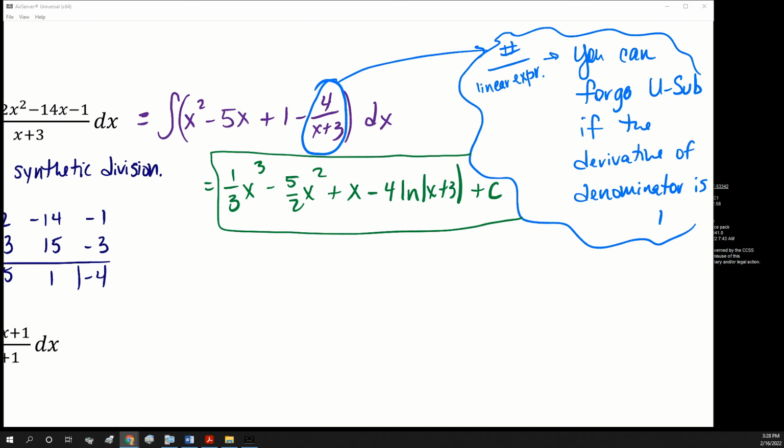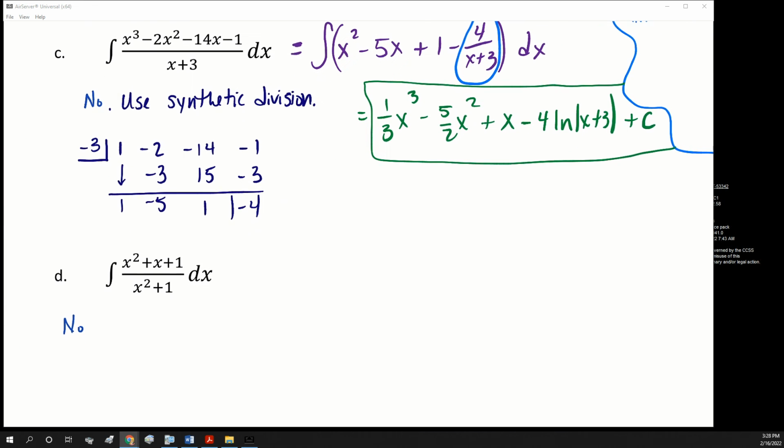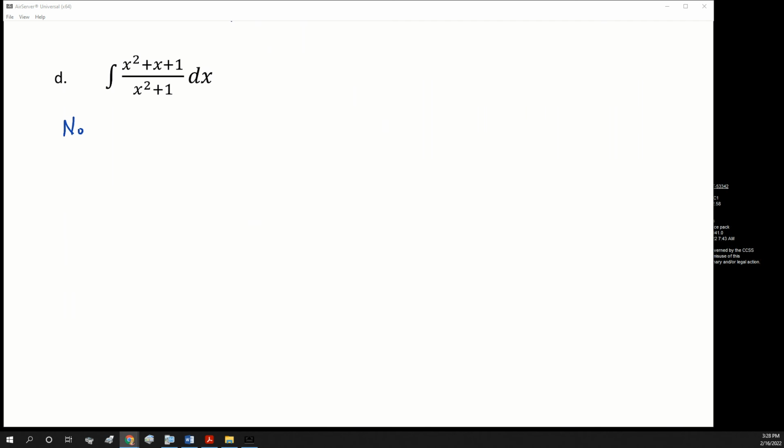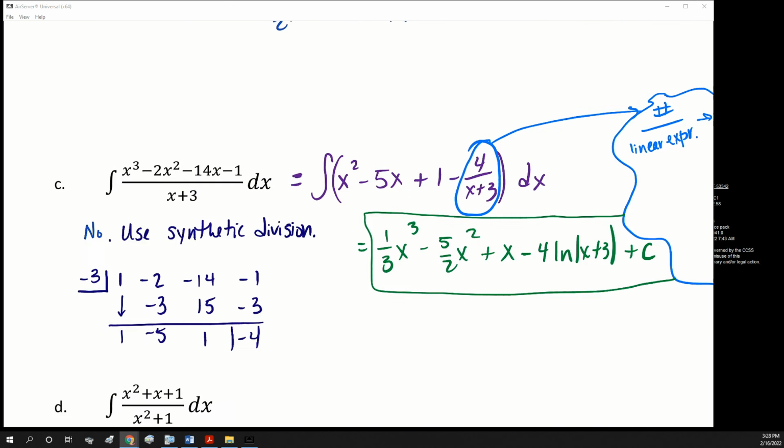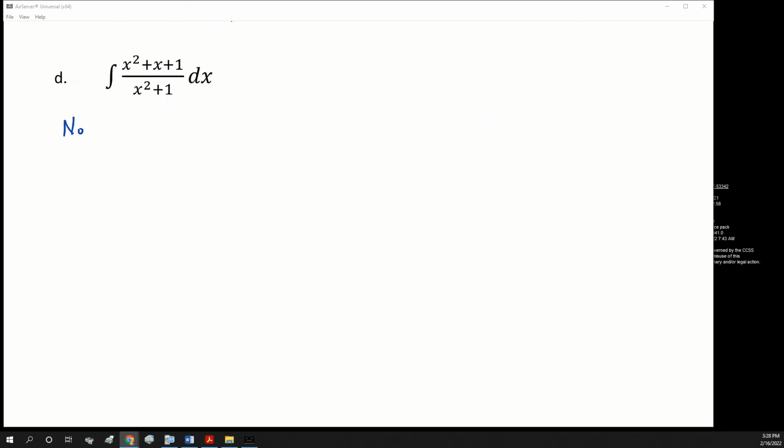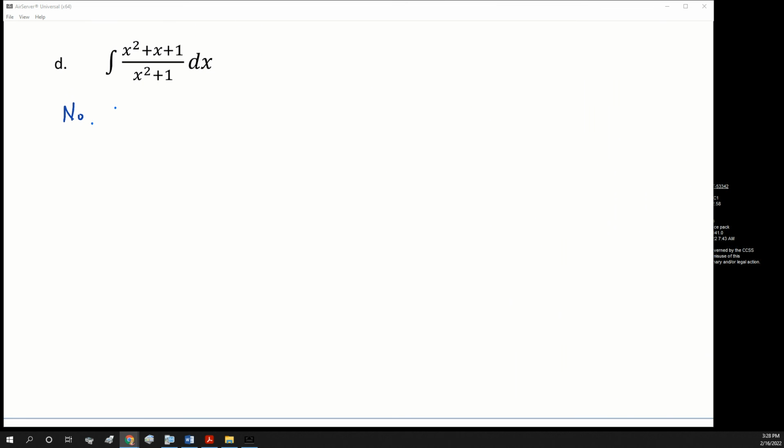Okay, let's look at the next one. All right, so this one was also a no. And we can't divide using synthetic division, and we can't divide like we did on B. We're going to have to do long division.